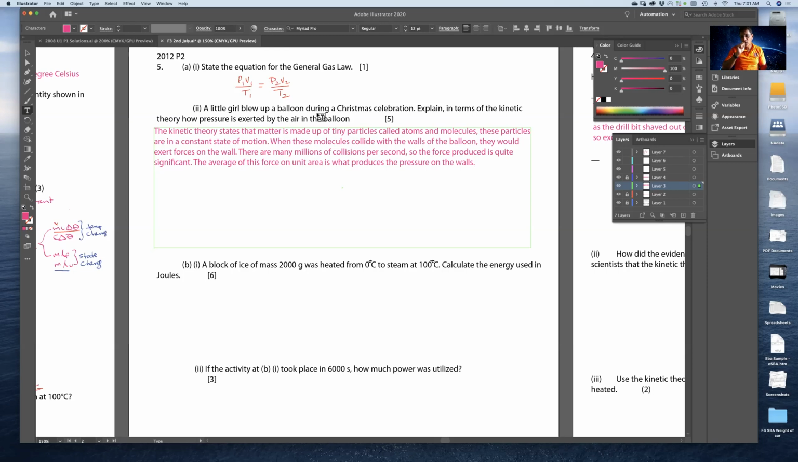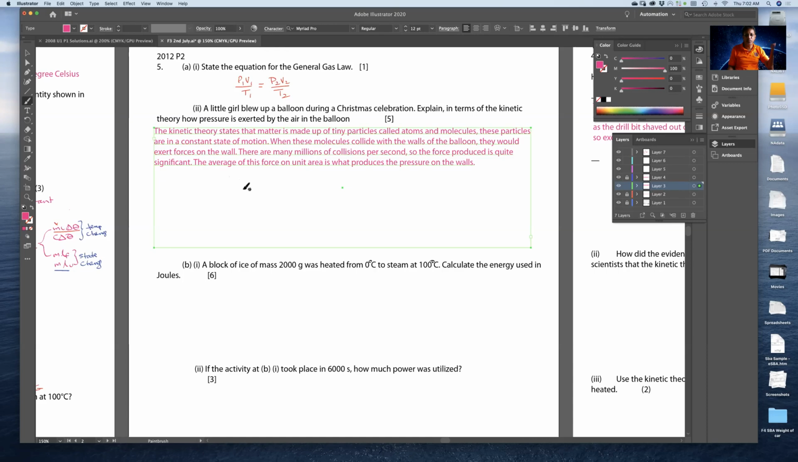A molecule in a room, in your room right now, if you can guess, you can pause the video and think of a guess. How fast is a molecule of oxygen or nitrogen moving in your room right now? Pause the video now. Hopefully, you've made a guess.